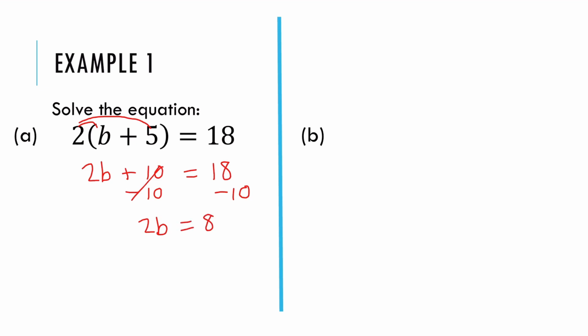Now I have a 2 multiplying by b. I want to divide by 2 to get rid of that. 2 divided by 2, I'm left with b equals 8 divided by 2 is 4.